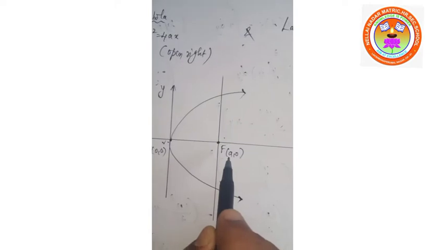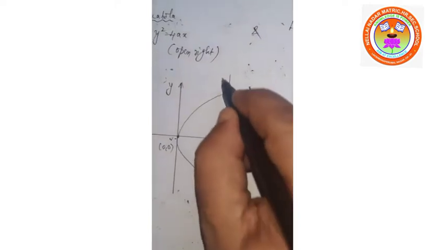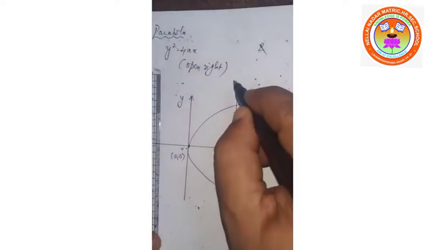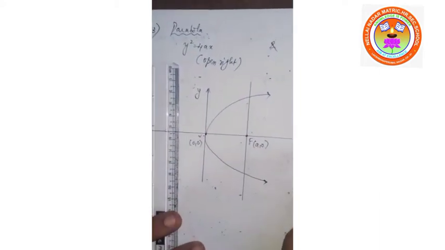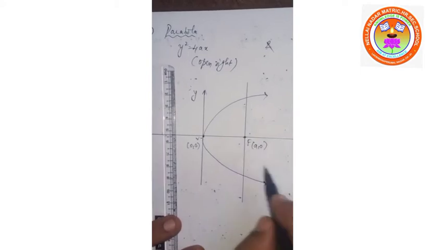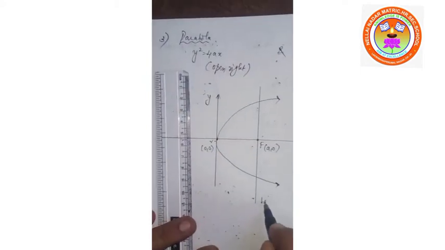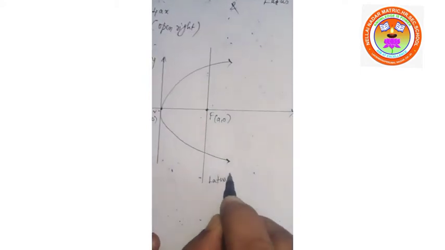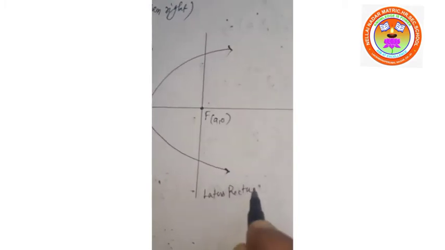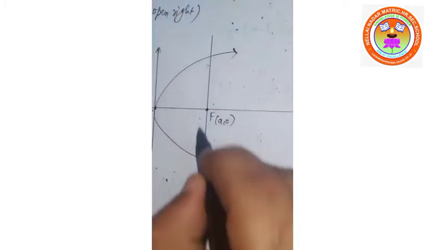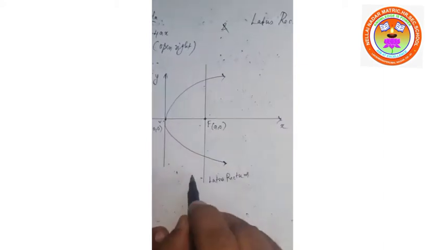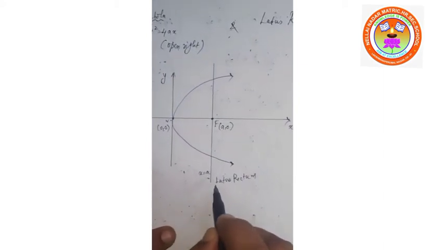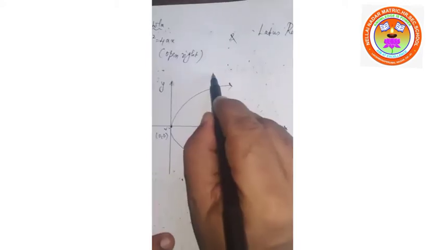I have learnt this in 11th standard itself. This line is perpendicular to what axis? X axis. X axis is the axis of the parabola. This line is called latus rectum. This line is passing through which axis? X axis. What is the x coordinate? A. So x equal to A is the equation of the latus rectum.